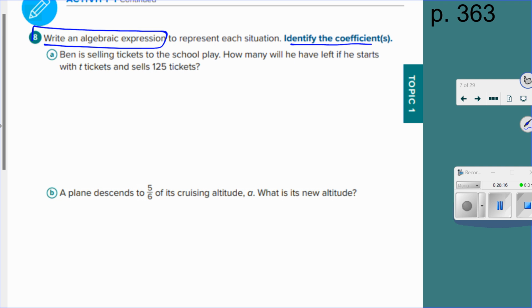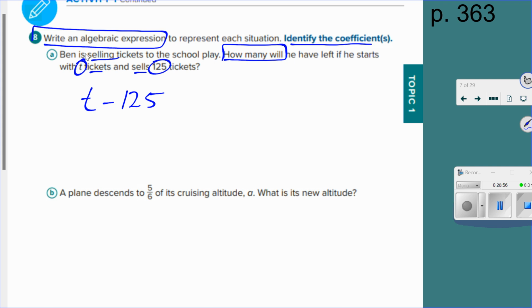As I go through here, Ben is selling tickets to the school play. How many will he have left if he starts with T tickets and sells 125? So if I'm starting at T, I'm selling them. What operation is that going to be? Subtracting. Where did I start? Did I start at T or did I start at 125? T. So I started at some number T and I sold 125. Can you see how marking the text will help you on this?